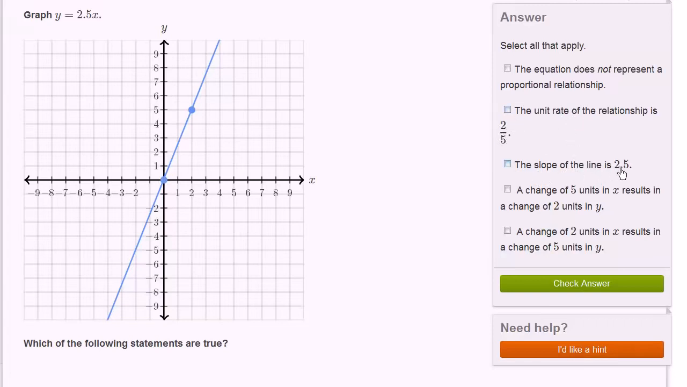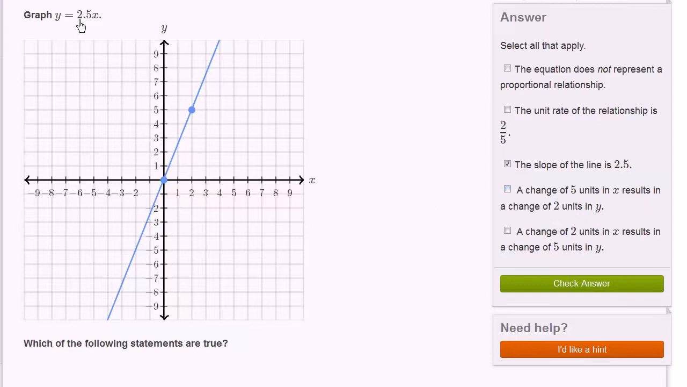The slope of the line is 2.5. Well, this looks right. Slope is change in y over change in x. When x changes 1, y changes 2.5. So change in y, 2.5 over change in x, 1. 2.5 over 1 is 2.5. And you could also see it looking at the form of this equation. Y is equal to, this is the slope times x. So that's right.